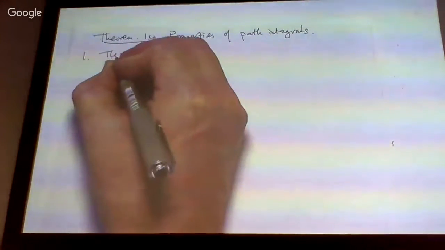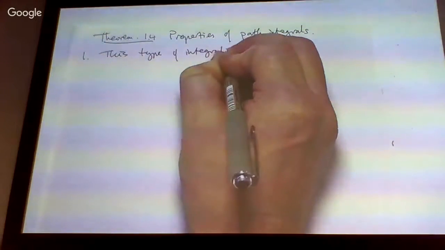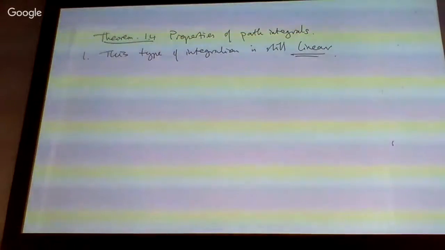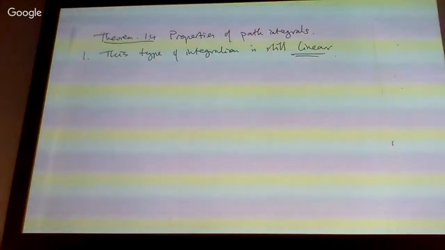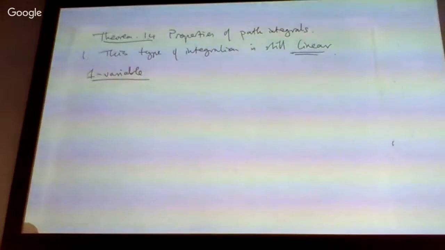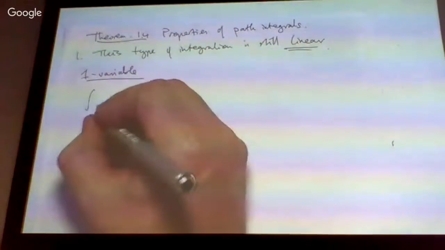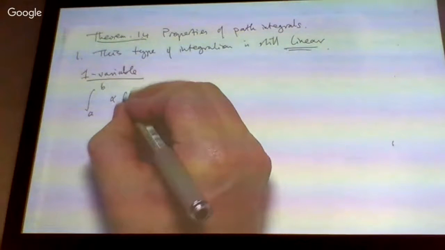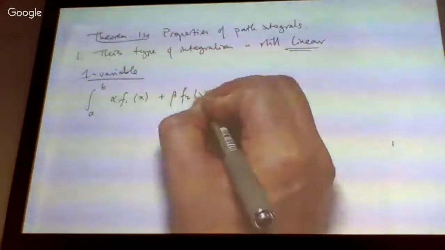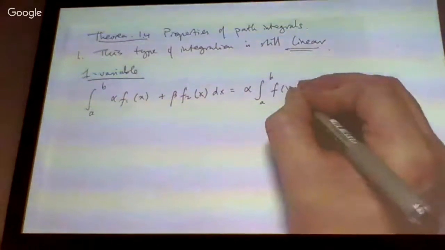So this type of integration is still linear. You're studying linear transformations with Stephen at the moment, so you should recognize what saying integration is linear means. In the one variable case, it means that if you integrate from a to b a linear combination of functions, alpha times f1 plus beta times f2, this will be the linear combination of the individual integrals.